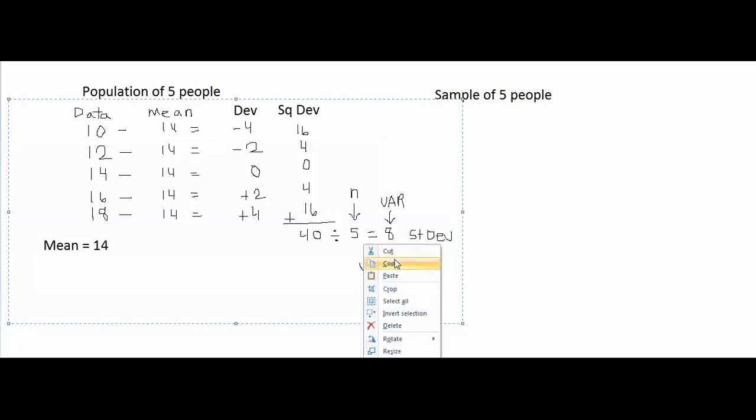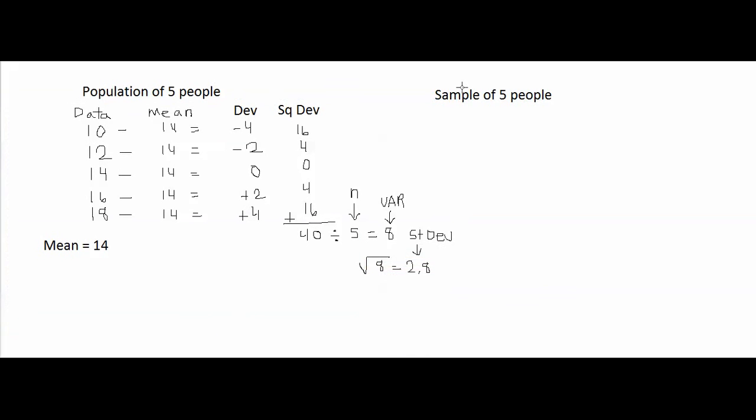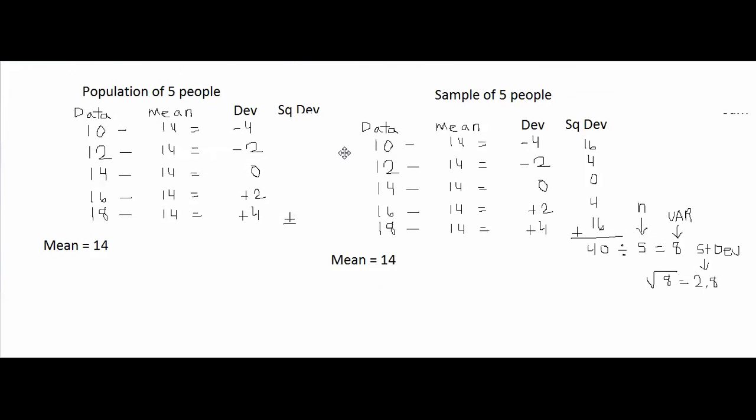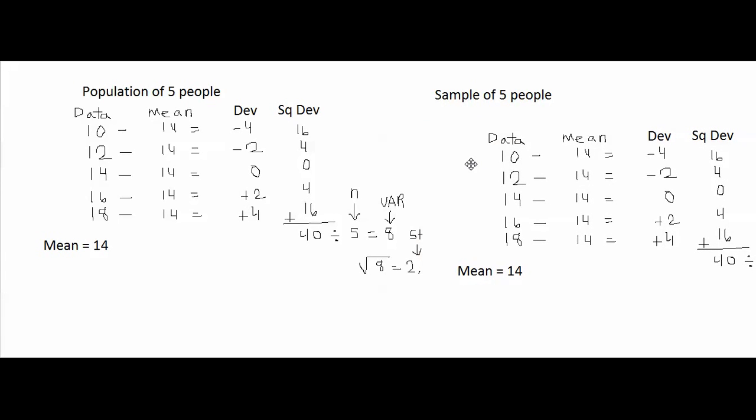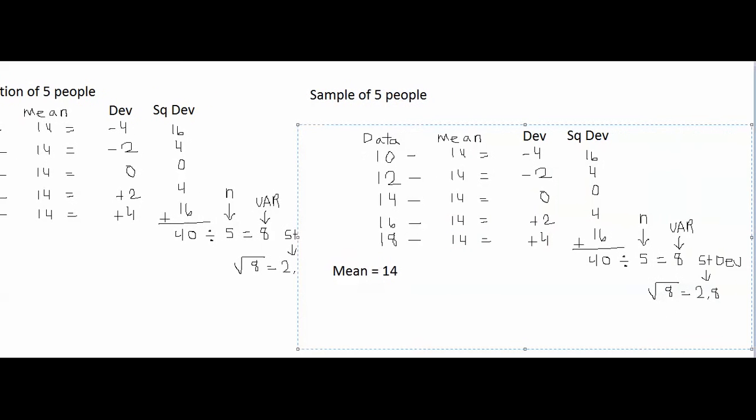Now, what if the data had come from a sample of 5 people? Meaning, what if instead of an entire population of 5 people, it was just a sample of 5 people that were recruited from a bigger population? Well, in that case, there would be one step that would be a little bit different. Everything up to here would be the same. So every step that I did up until I got this total of 40 would be the same with the sample.